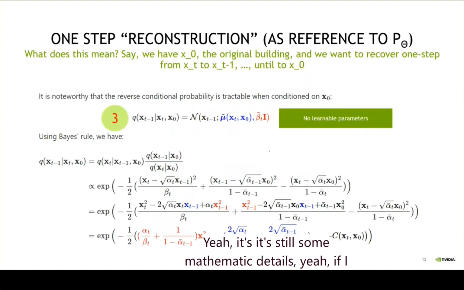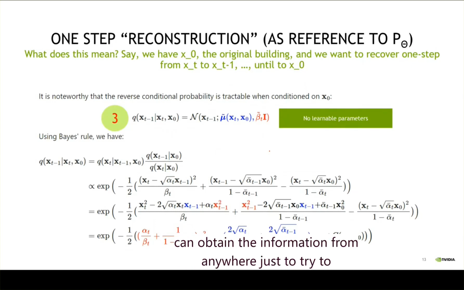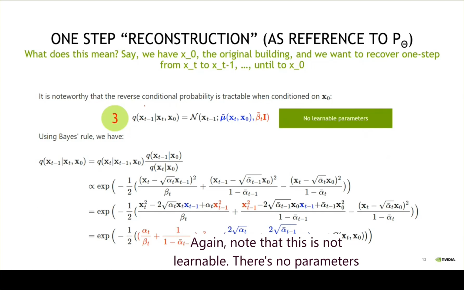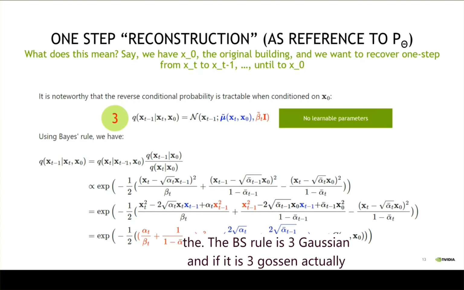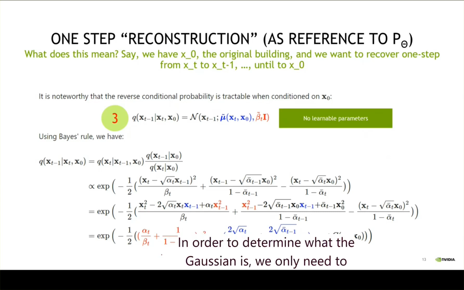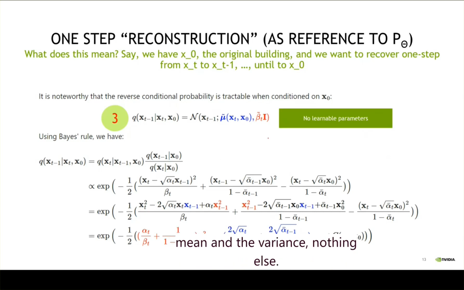It's still some mathematical detail. If I do not express it and only give you the image, you can obtain that information from anywhere. Just try to understand the third thing. Again, note that this is not learnable. There are no parameters here. We only use a mathematical technique, because this is an equation of three Gaussians, right? You use the Bayes rule, it's three Gaussians, and if it's three Gaussians, the result is also a Gaussian. To determine what the Gaussian is, we only need to know the mean and the variance, right? So we want to learn the mean and the variance, nothing else.